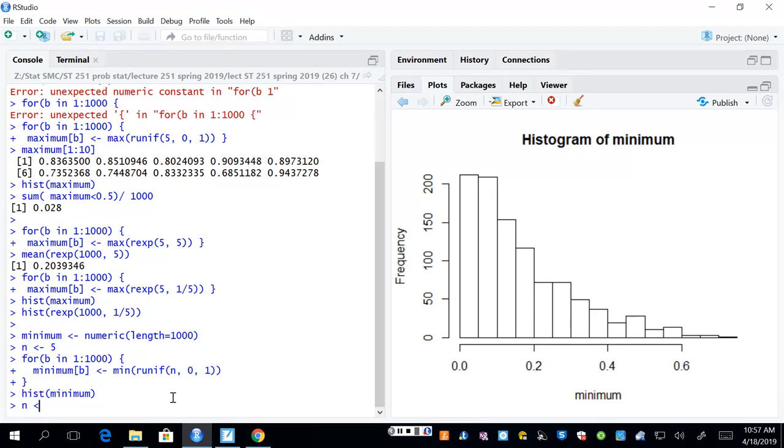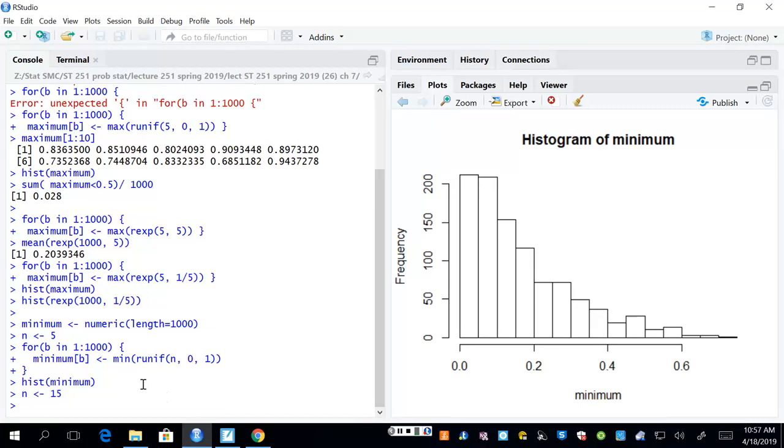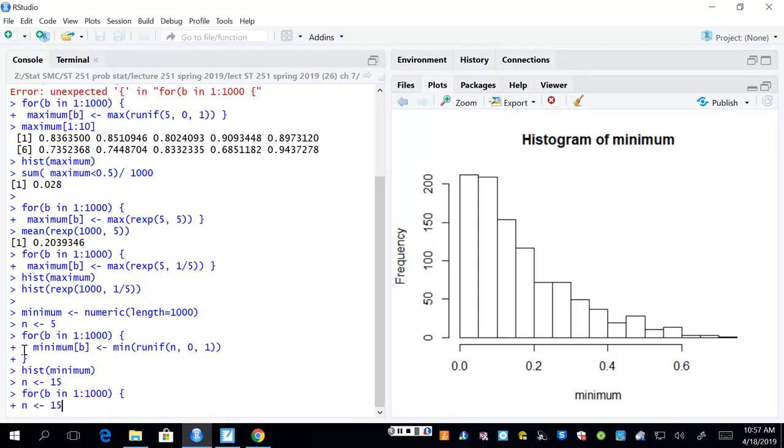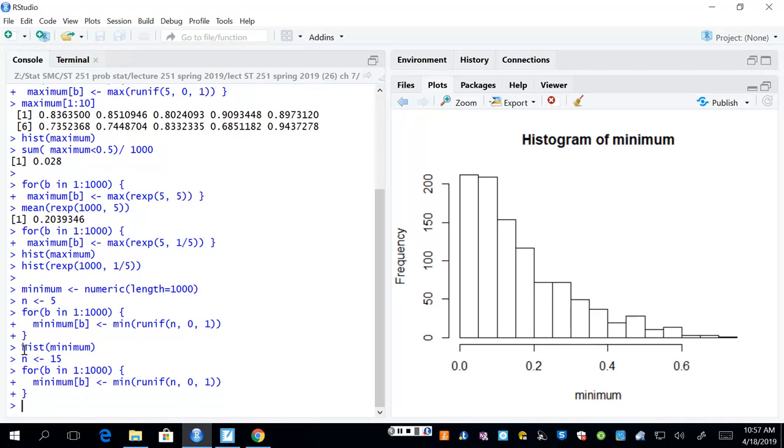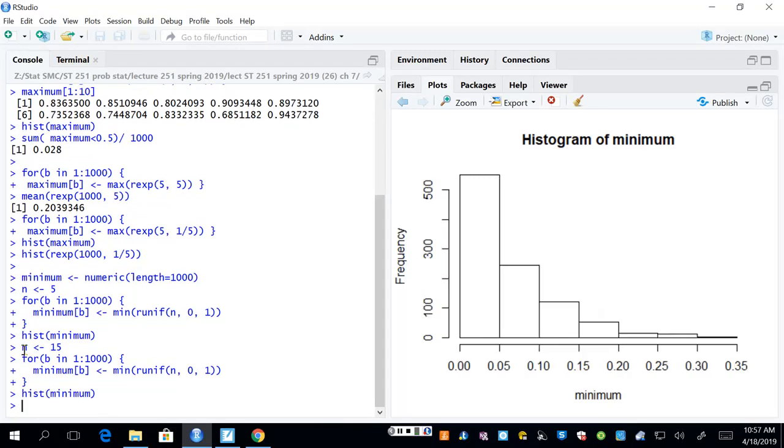So if n is something like 15, and we do the same code, that same code will work because I just use the n in there and then close that off. Here, now the histogram of this minimum value is really small. Getting 15 values and having them all be above 0.2 is pretty rare, and that's reflected in that density function there.